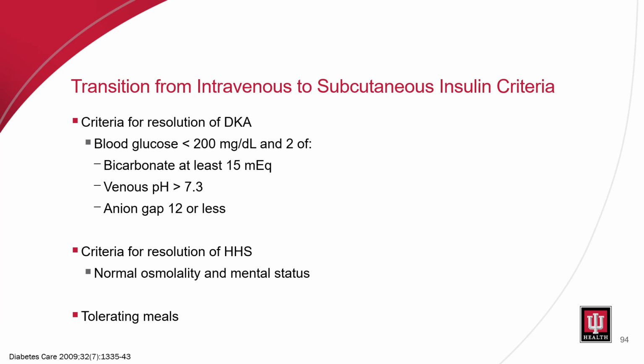The criteria for resolution of HHS is possibly a little bit simpler. So that's normal osmolality and normal mental status or baseline mental status. But another thing that I want to point out that I think is important and not necessarily in the criteria is that you do want to make sure that your patient is tolerating meals. If your patient isn't necessarily eating and then you give them a long-acting insulin injection, this could possibly cause them to be hypoglycemic.